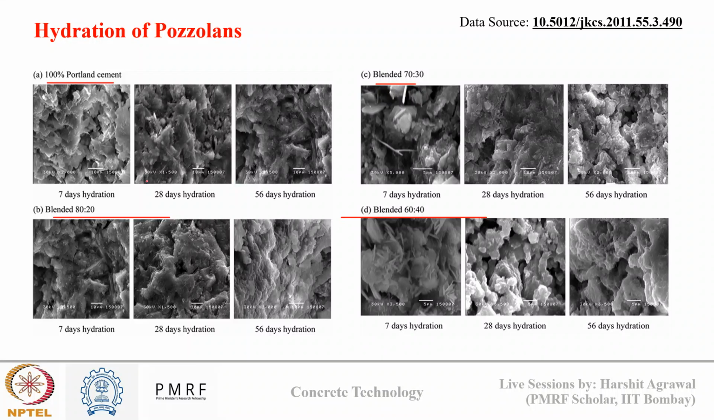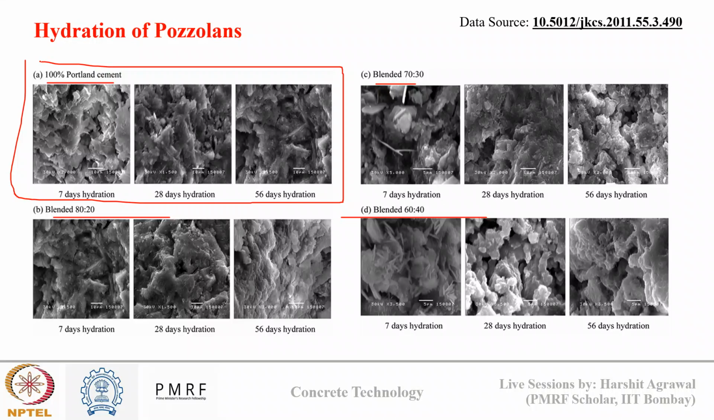In the first case, in case of 100% Portland cement, it can be seen that there is a dense structure of CSH that starts to develop at early hydration, and they continue to develop until a dense structure is present at the late time durations also. So from the early ages there is a dense CSH structure that has been developed.